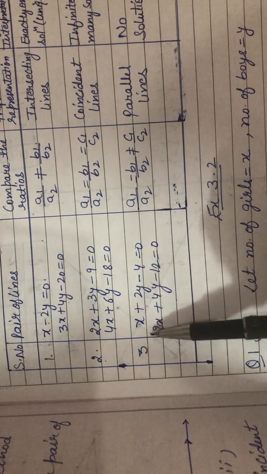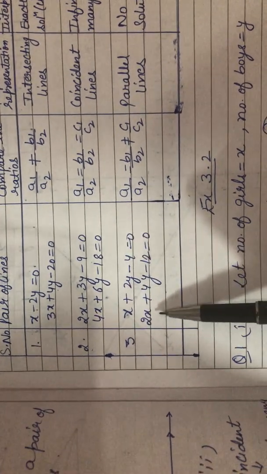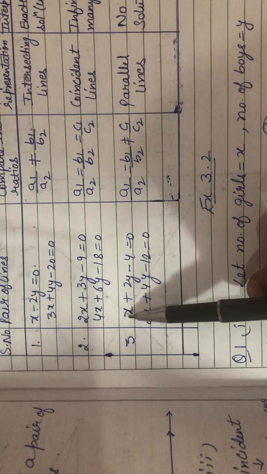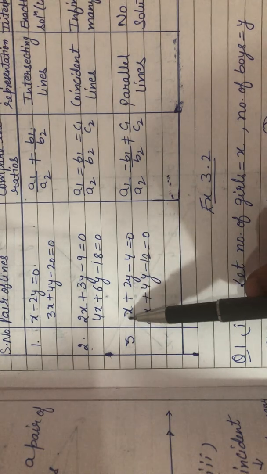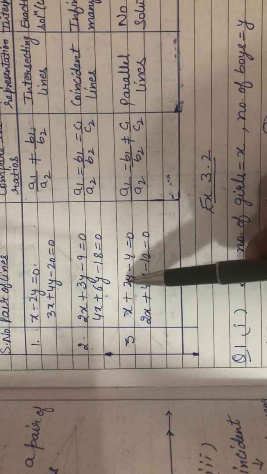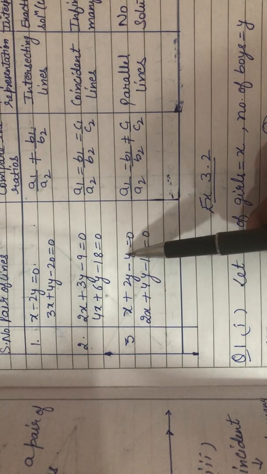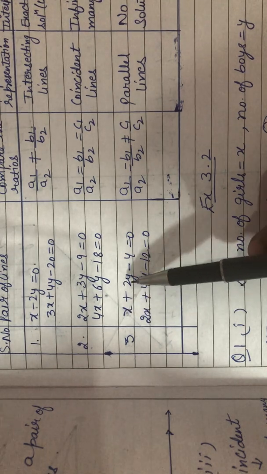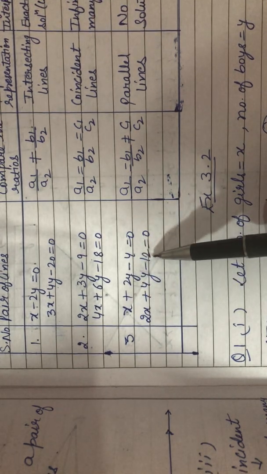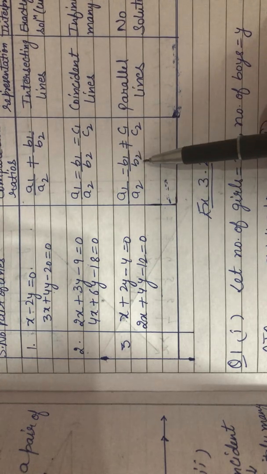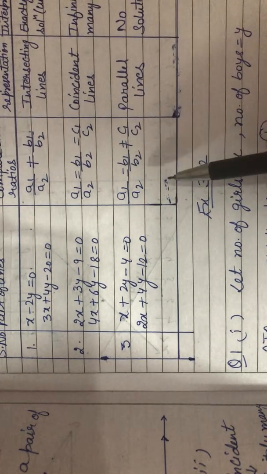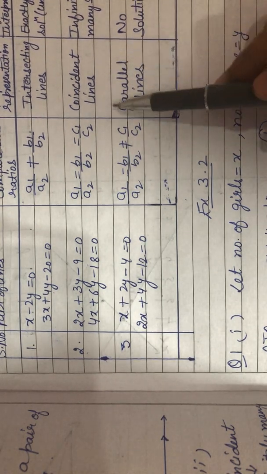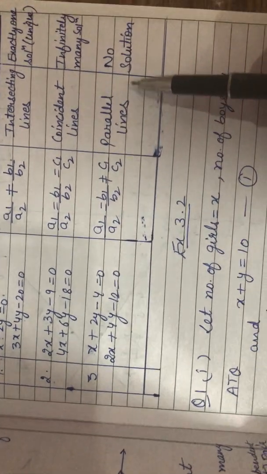And the third example is x plus 2y minus 4 equal to 0 and 2x plus 4y minus 12 equal to 0. Now if we compare the ratios, a1 upon a2 is 1 by 2, b1 upon b2 is 2 by 4, again 1 by 2, and c1 upon c2 is minus 4 by minus 12, that is 1 by 3. So 1 by 2 is equal to 1 by 2 but not equal to 1 by 3. It means a1 upon a2 is equal to b1 upon b2 but not equal to c1 upon c2. So such a pair of lines will have a graphical representation in the form of parallel lines, and parallel lines have no solution.